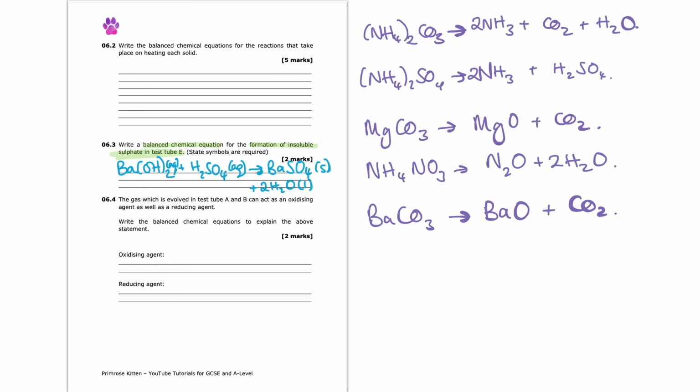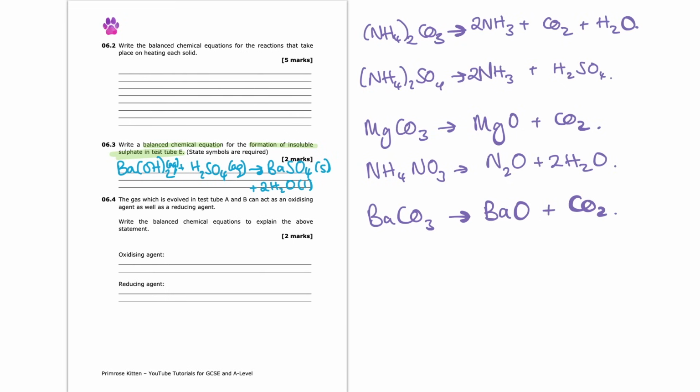So that there is our balanced chemical equation for the formation of that insoluble sulfate in test tube E. The gas which is evolved in test tube A and B can act as an oxidising agent as well as a reducing agent. Write the balanced chemical equations to explain the above statement.